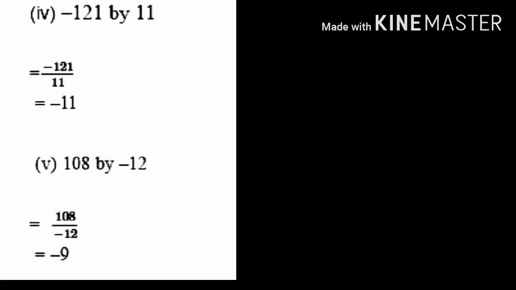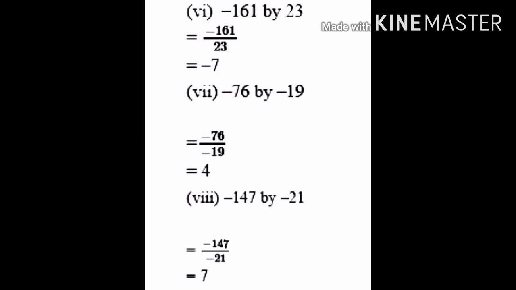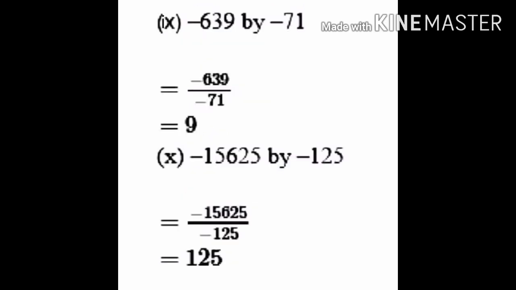Hope you can understand by the examples given here. Okay, go through them and do it in the classwork copy. See the seventh sum, minus 76 divided by minus 19. Both are the same sign, so our answer is plus 4. Minus 147 divided by minus 27. Both have the same negative sign, so the answer is plus 7. Similarly, minus 639 divided by minus 71, answer is 9. And minus 15,625 divided by minus 125, after division we are getting 125.